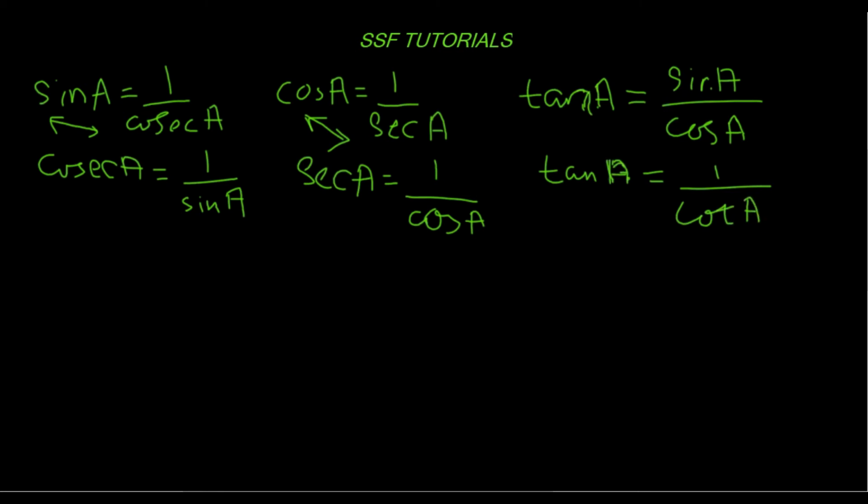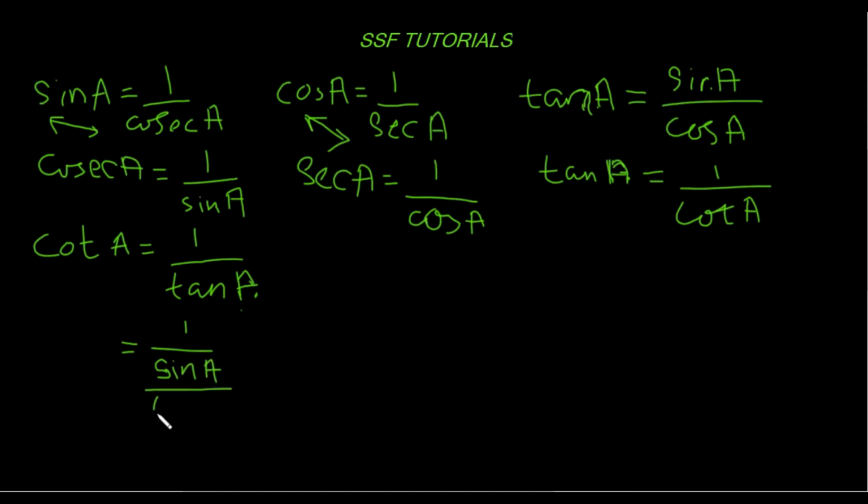Now let's start with another trigonometric ratio, which is cot A. Cot A, also known as cotangent A, is the inverse of tan A, which I have shown you in the equation as 1 divided by tan A. This can also be written as 1 divided by sine A divided by cos A. So the further equation we are going to get is cos A divided by sine A. That is known as cot A.